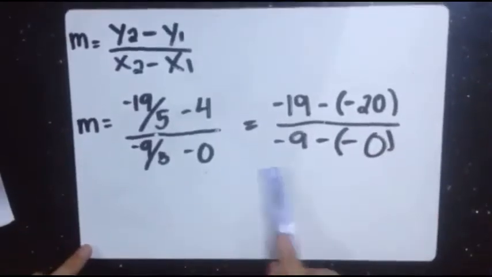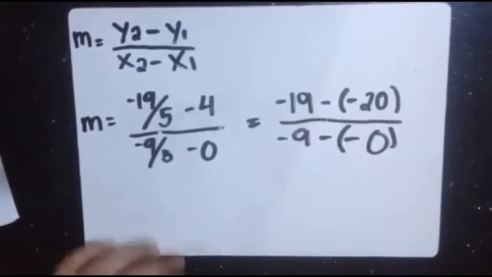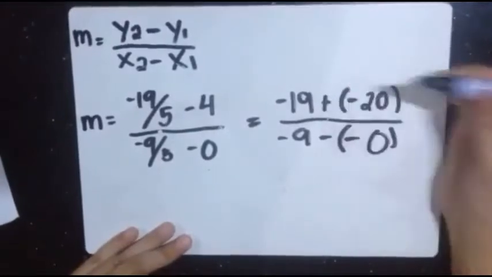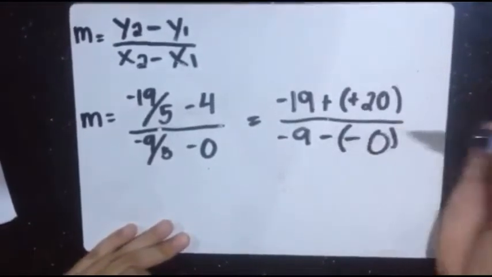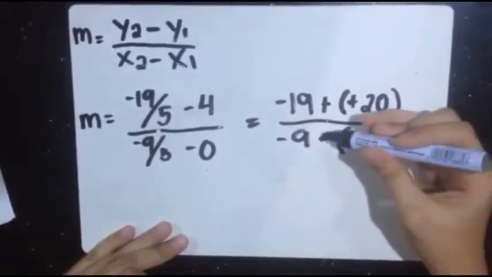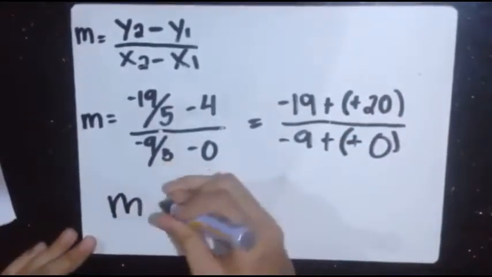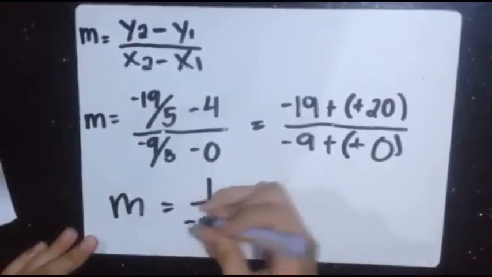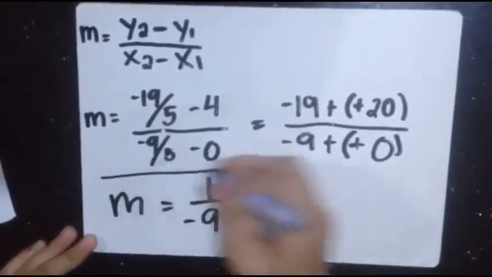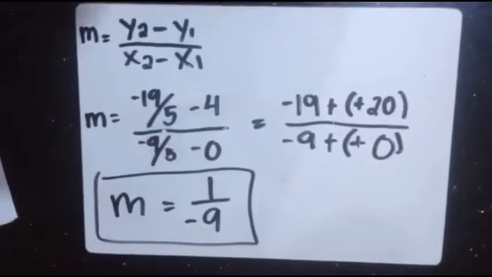Then do the same process at the denominator. Then you will do keep, change. So this will be addition and this will be positive. Do the same process at the denominator. So it will give us m equals 1 over negative 9. So that will be our slope.